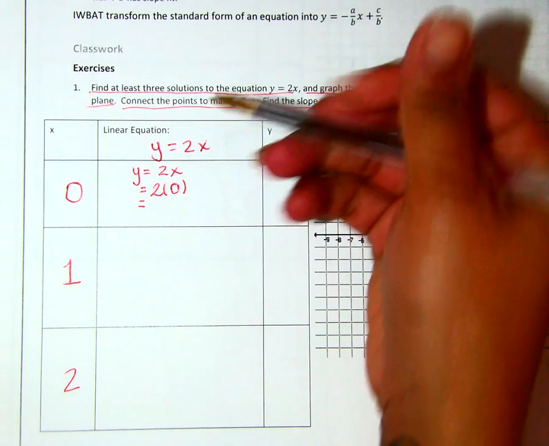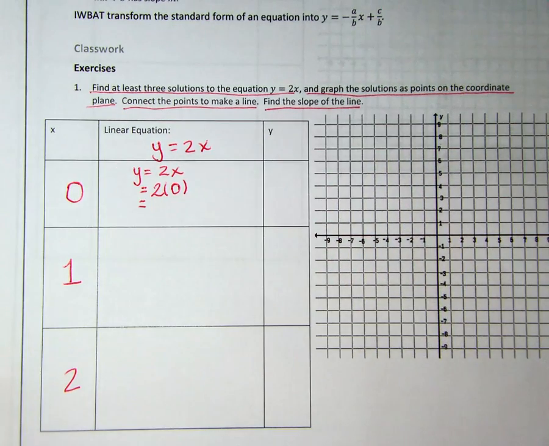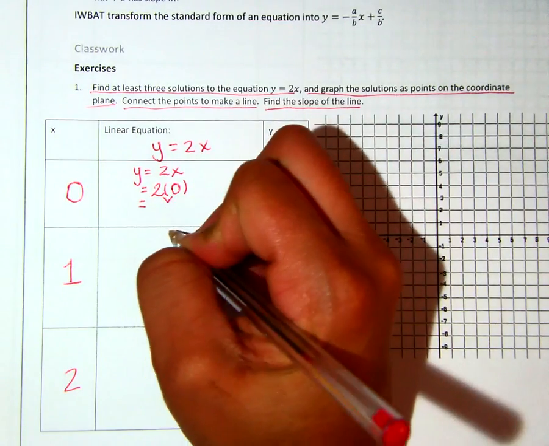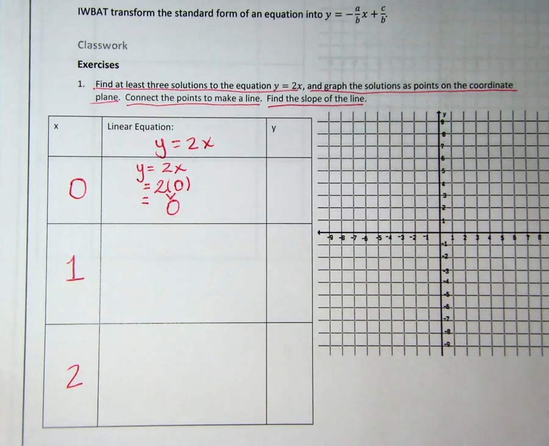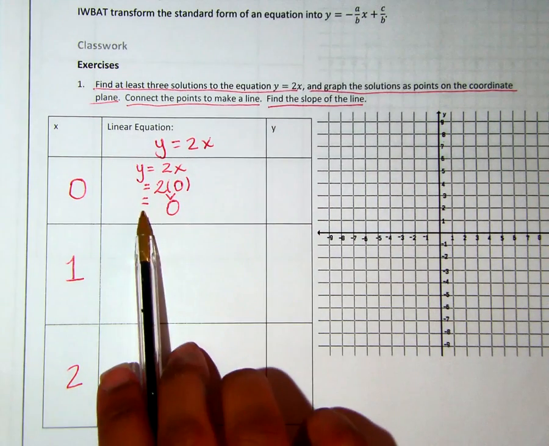All right, continuing to work down vertically so I can see how this equation is transforming. I'm now going to compute. I'm going to do this math: 2 times 0 is going to give me 0 because anything times 0 is 0. And I have no more work to do.